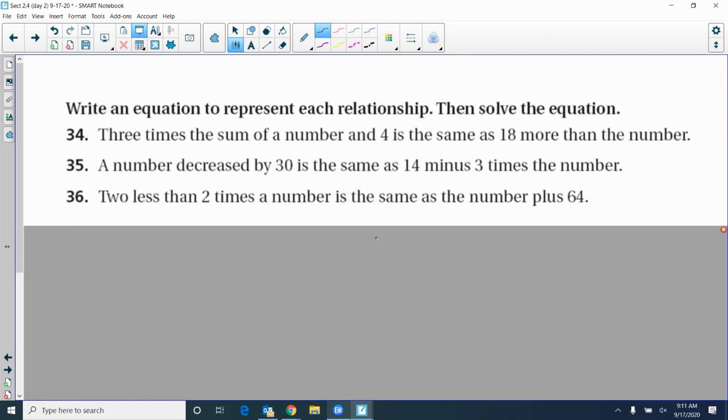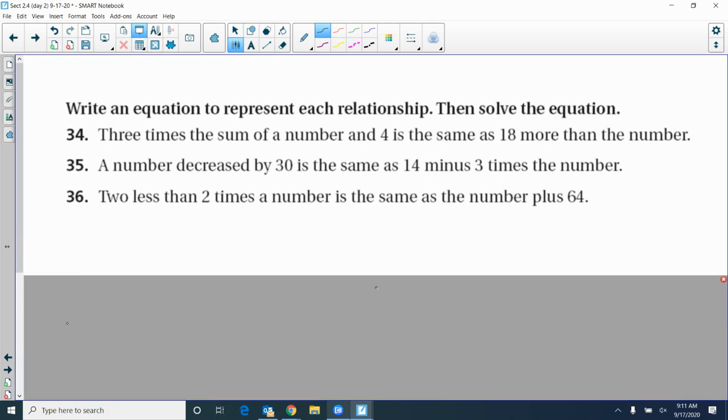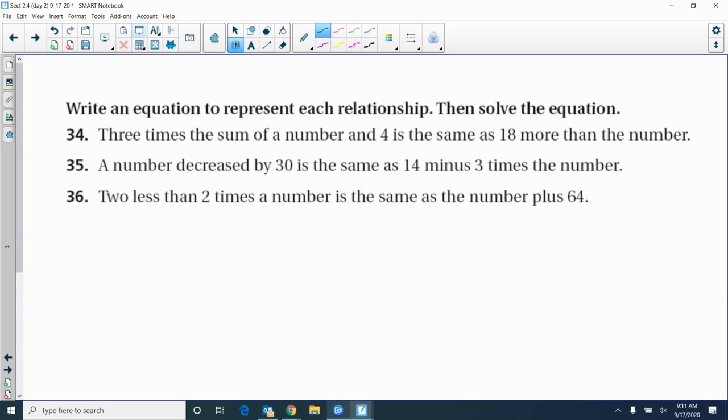All right, try this one on your own. Fill in the missing spots. See if you can come up with the equation. Don't worry about solving it right now. See what you come up with.